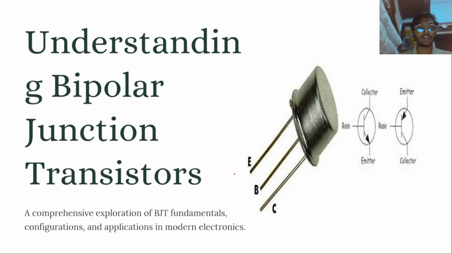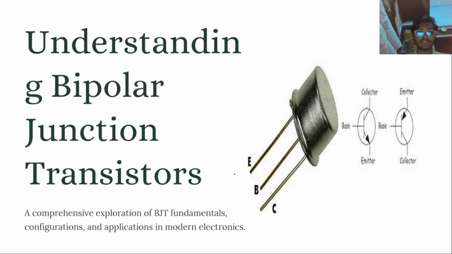Now I am here to explain about the bipolar junction transistor. This is also known as BJT. Now we will learn about BJT types, common base configuration, common emitter, common collector, and small signal model, etc. Let's look into that.